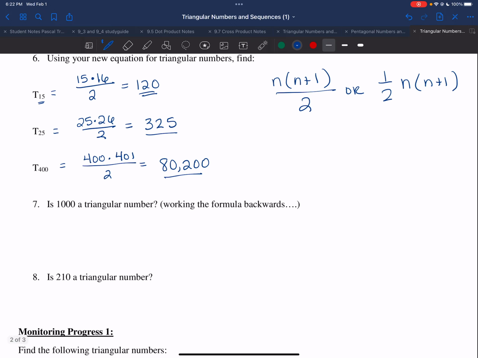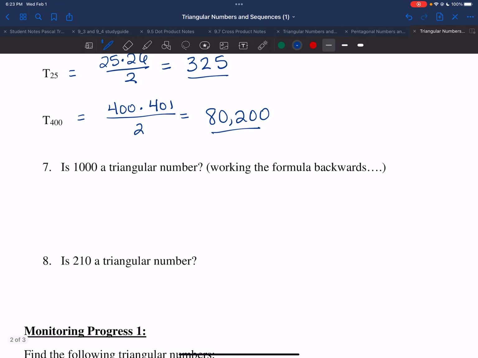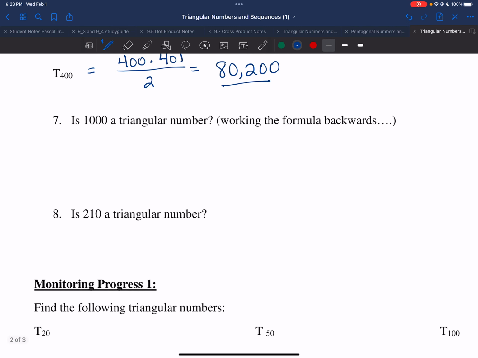Okay, so 7 and 8 are a little bit more tricky because it's asking us if it is a triangular number. Here's the challenge. We have an n and another n plus 1 in here, which means if we distribute that and fix it algebraically, we're going to have to end up completing the square, or using a quadratic equation to find the number. It's just going to be a hot mess. So I'm going to show you a shortcut on how we can actually find out if a number is a triangular number. Let me get the process written down here first, just so that we all know what we're doing.